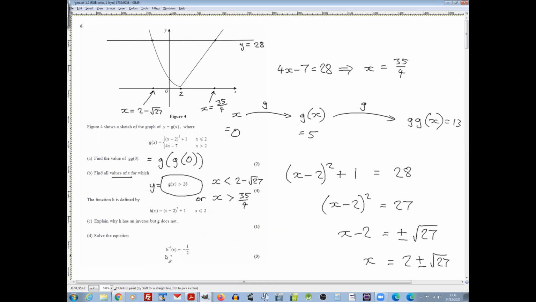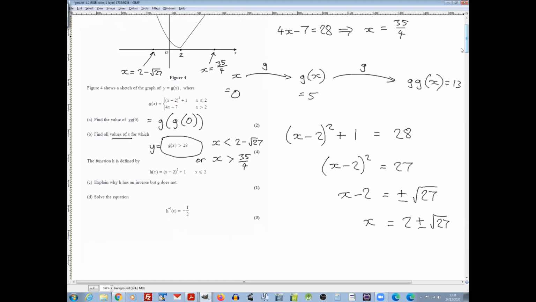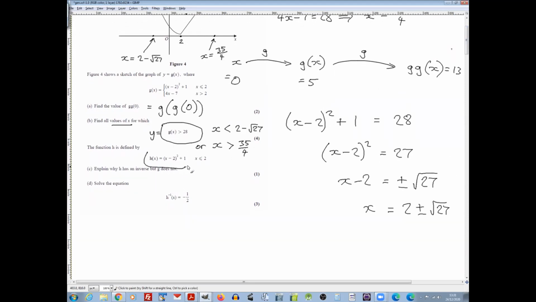So you just have to be aware that notation is abused slightly in some places, like h to the minus 1 means inverse of h, not 1 over h. Because the inverse of h is just not going to be 1 over that, is it? You'll understand if you remember how to find the inverse of that. How do we find the inverse of any function like that?